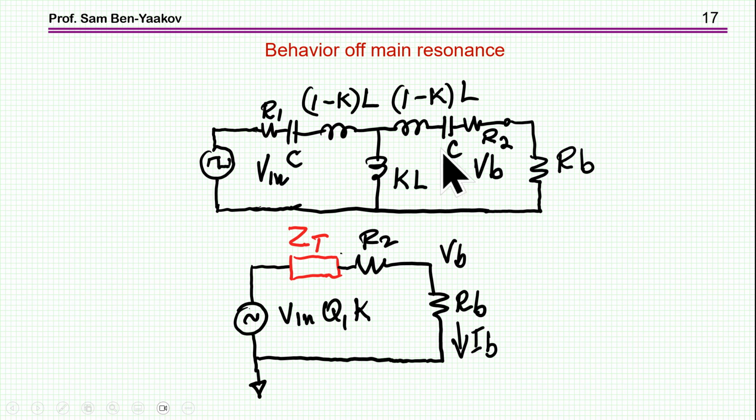Now we have represented this circuit by a Thevenin equivalent circuit, okay? And in this case, this was a resistance. Now, this was for operating exactly at resonance. Then this is going to be resistive. But if you move from the resonance to another frequency, this impedance becomes reactive, okay?